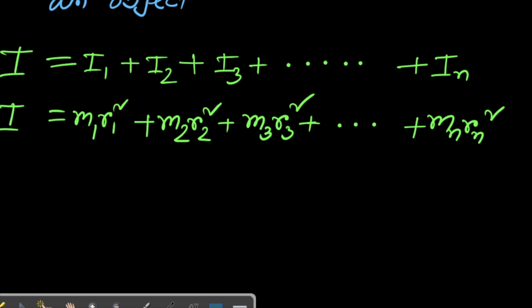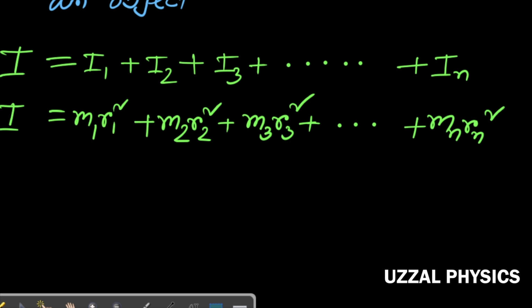At first we try to find the moment of inertia of a particle. We know every object is made of a large number of particles. Because of that, our concept is to divide an object into a large number of particles, and at first we find the moment of inertia of a single particle.